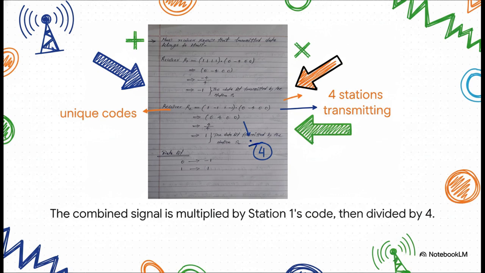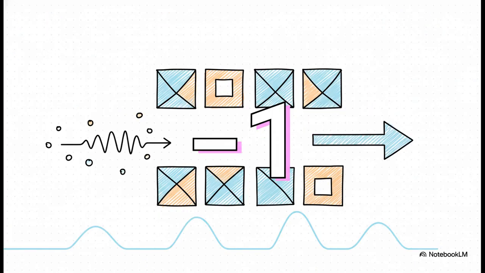So let's just walk through the math here. We multiply the 2 sequences together, add up all the results, and what we get is a grand total of -4. Then there's one last step. We divide that number by the number of stations, which in our case is 4. And what do we get? -1. Boom. That is the exact data bit that Station 1 sent in the first place. It worked perfectly. The message was pulled, clean, right out of the noise.